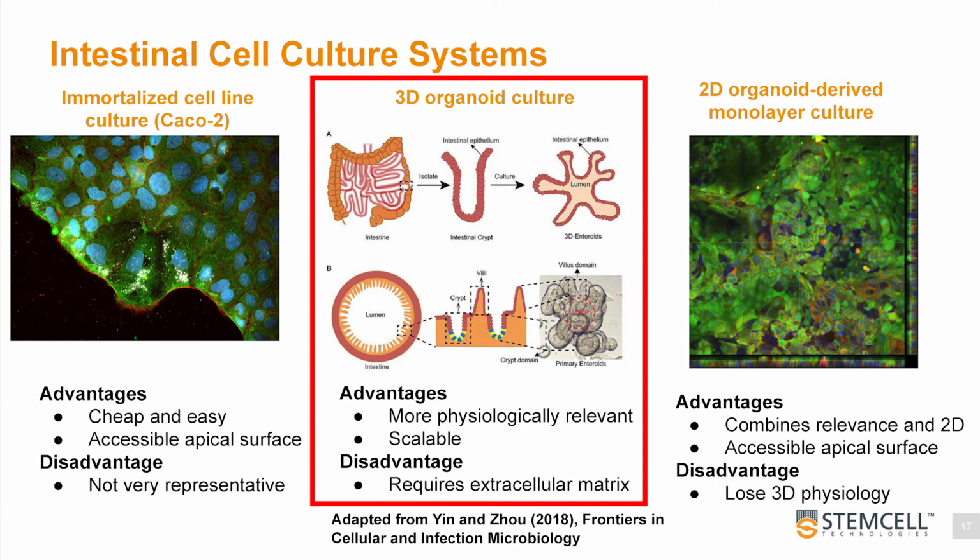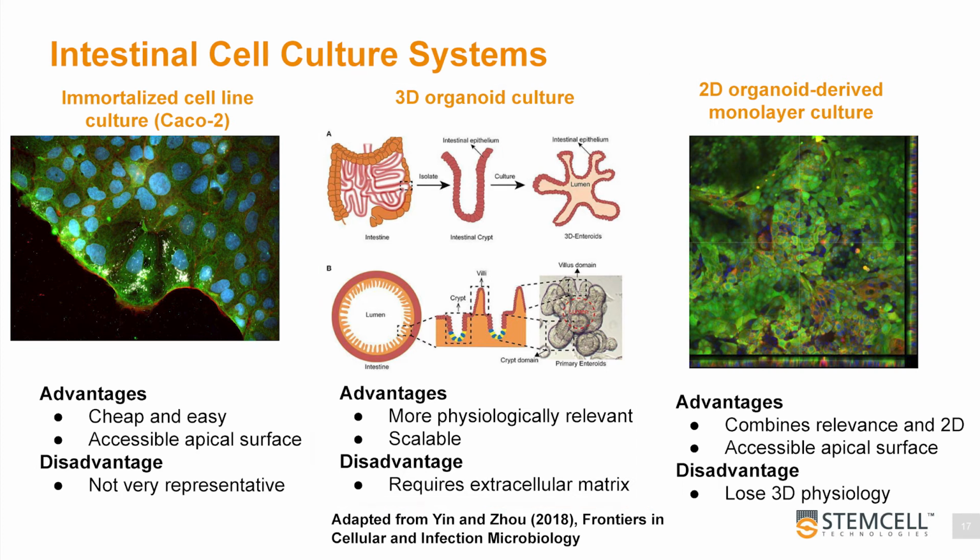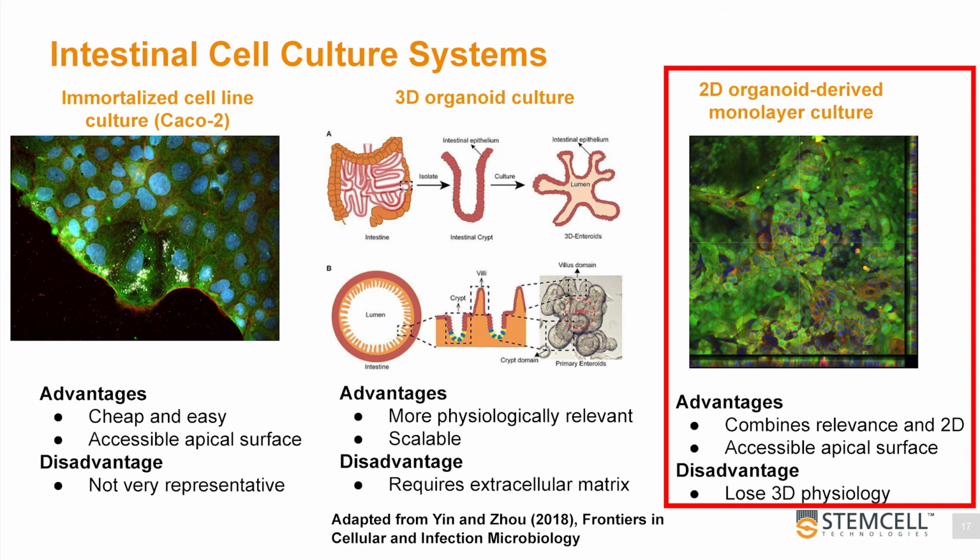Therefore, modeling genetic diversity is quite straightforward with intestinal organoids, which is usually not the case when working with immortalized intestinal cell lines. The limitation of the organoid technology is the dependency on extracellular matrix such as Matrigel. 2D organoid-derived monolayer cultures refer to monolayer cultures which are generated from organoids. This system combines the physiological relevance of organoids and 2D systems.